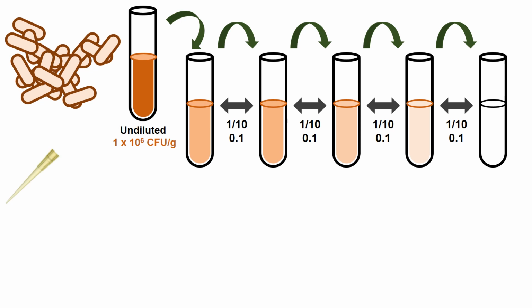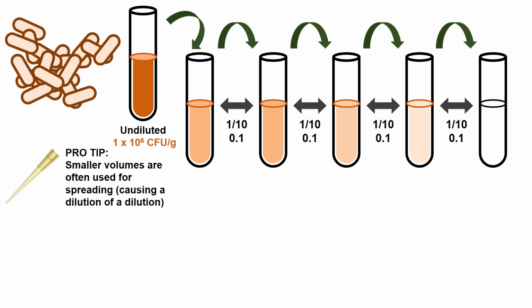And so our little friendly yellow pipette tip is back to give you yet another pro tip. Sometimes smaller volumes are used for spreading than 1 ml. And so this is a dilution of a dilution. I hope your mind is intact. It hasn't exploded when I said a dilution of a dilution. And if it has, clean up the mess, pause the video, come back. I'm going to teach you what this means. We can put the brain back together, okay? Ready? Here we go. A dilution of a dilution.